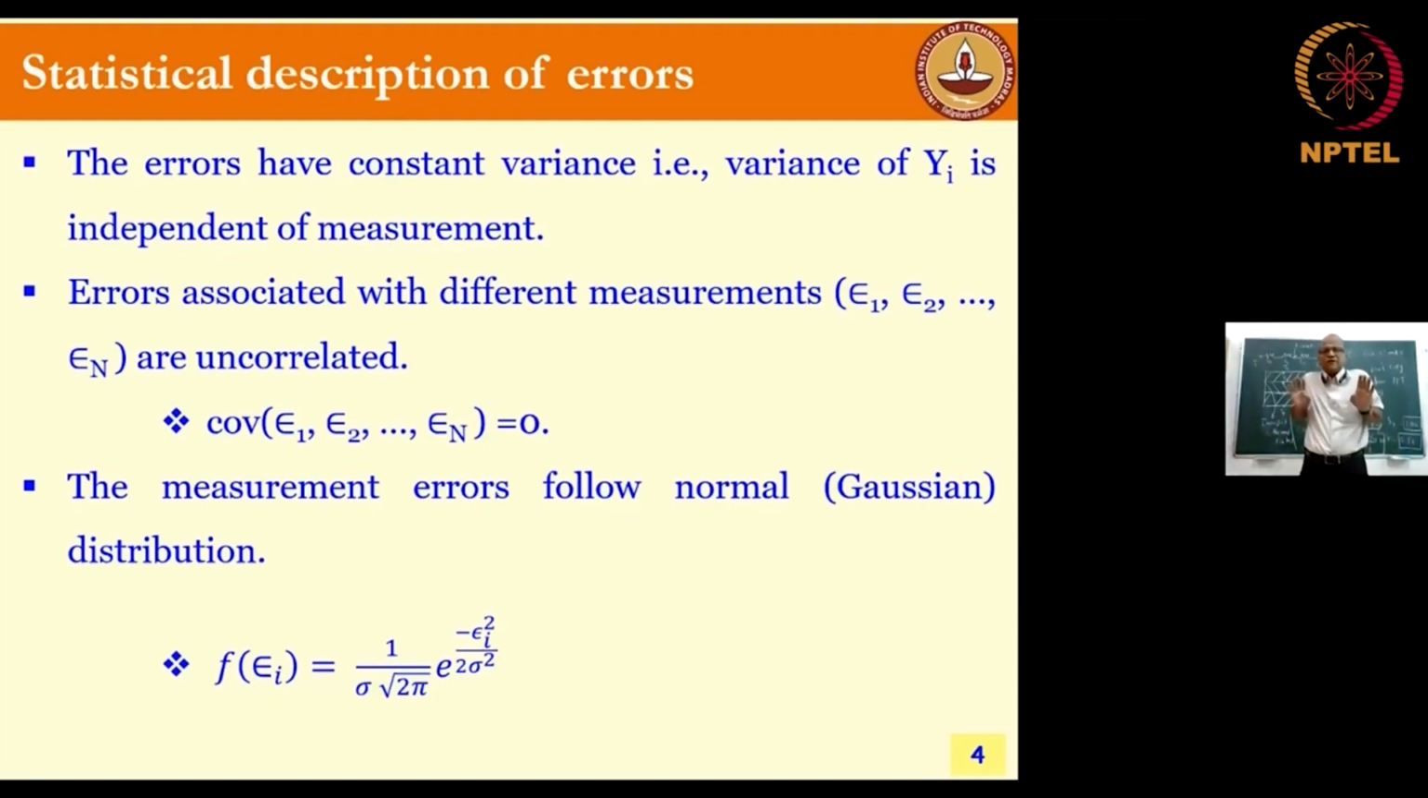The errors associated with different measurements are uncorrelated. Please note that this is a very, very important point. The covariance of epsilon 1, epsilon 2, and so on is equal to 0. While this mathematics may be scary to some people, what I'm saying is there should be no way by which you can get the error in the fourth thermocouple if you know the error in the first thermocouple. That is what I mean by saying they are correlated. If they are correlated, you can use one error to find out all the errors. Then this game of statistics will come to a close.